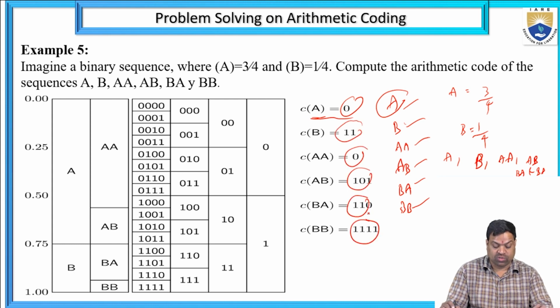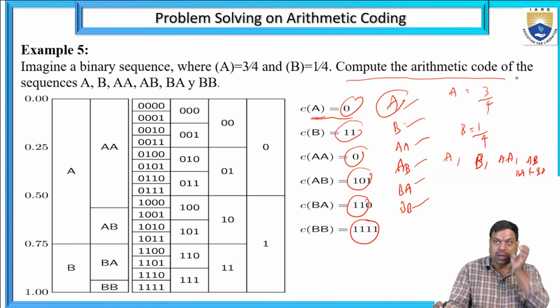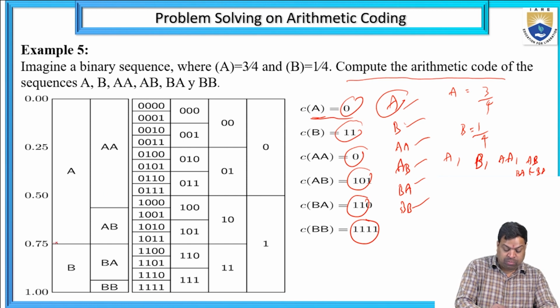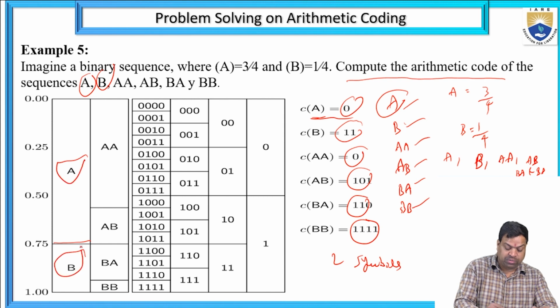How did we get this? We can see from the table. What do we have to do? We have to compute the arithmetic code of the sequences. Majorly, how many symbols are there? Only two symbols, symbol A and symbol B. So first I have to take the two symbols, A and B.